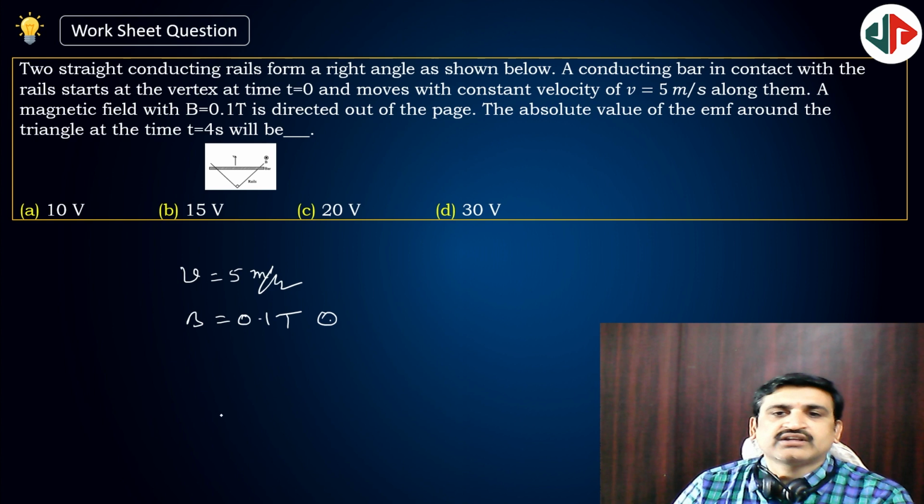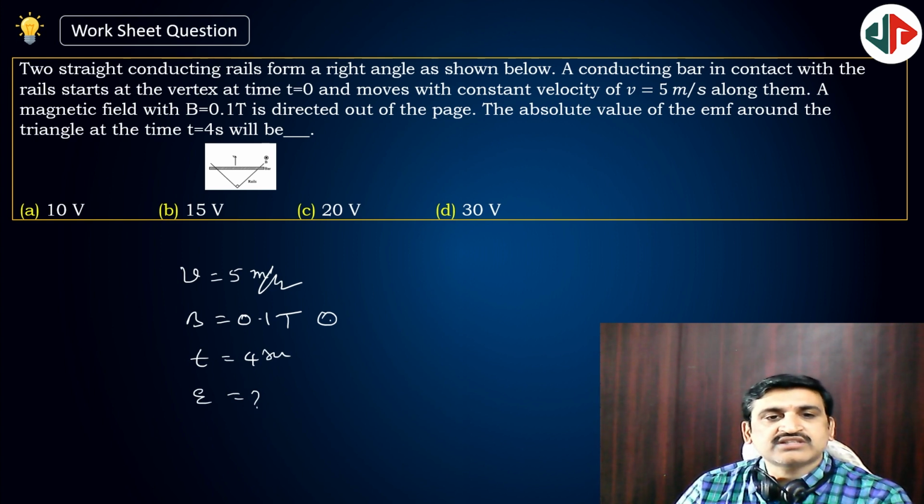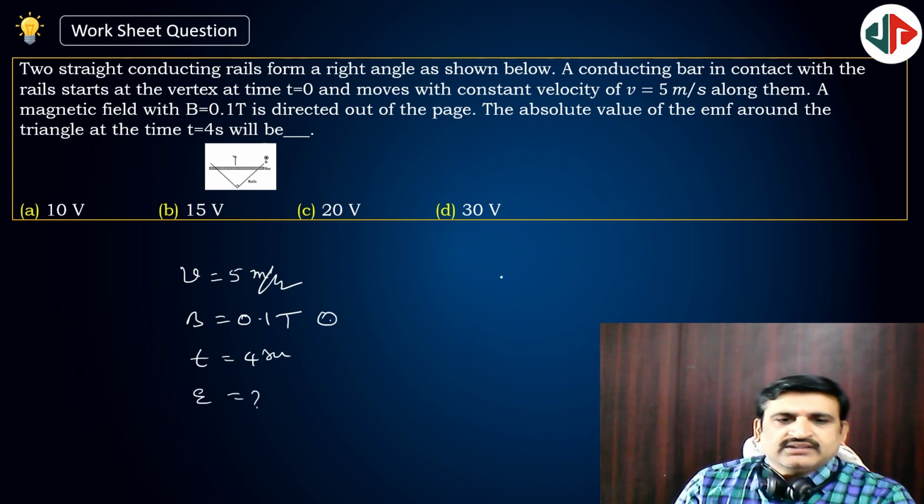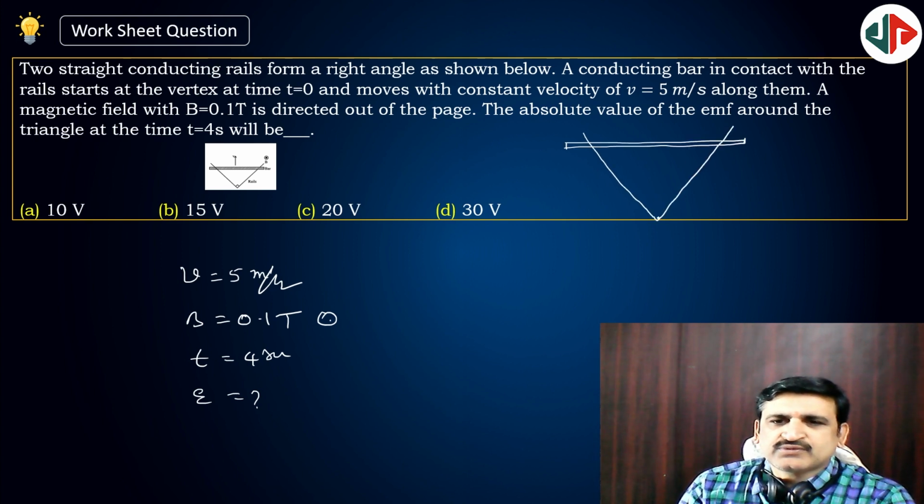Fine. The absolute value of the EMF around the triangle at the time t equal to 4 seconds will be, EMF is equal to how much? So EMF is equal to how much if it starts from t equal to 0 onwards, right? Yes. The picture is given like this. Let me draw a somewhat bigger one. Suppose this is at a height y. It's a straight line, okay, y.